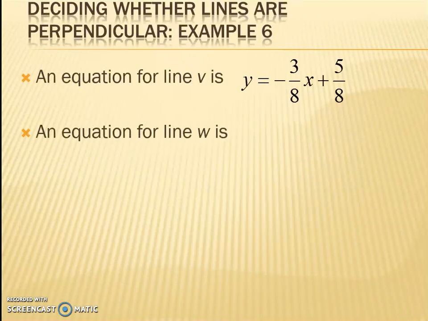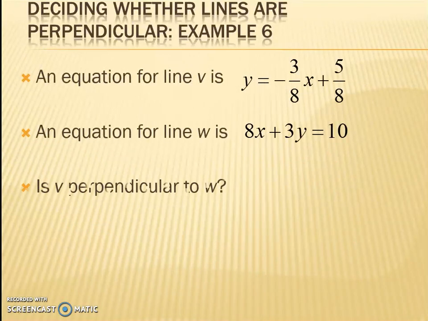Let's look at example 6. An equation of a line V is y equals negative 3 over 8x plus 5 over 8. An equation of a line W is 8x plus 3y equals 10. So this is V, this is W. We want to see if they're perpendicular to each other.